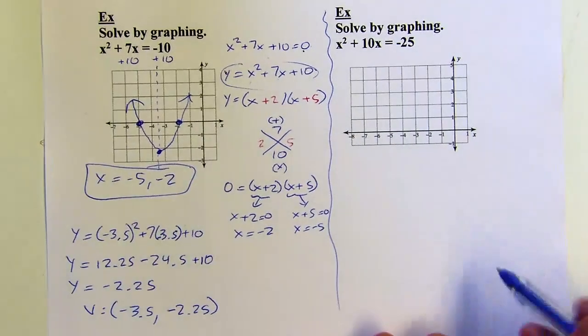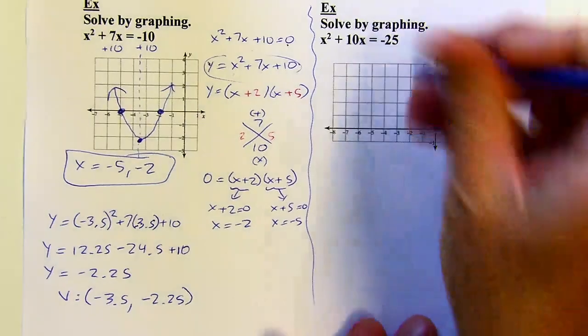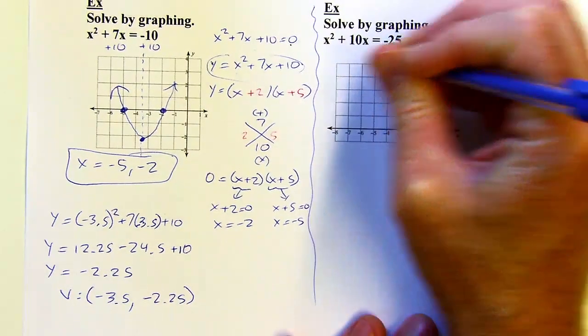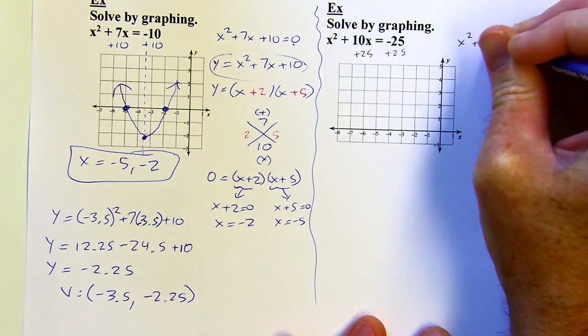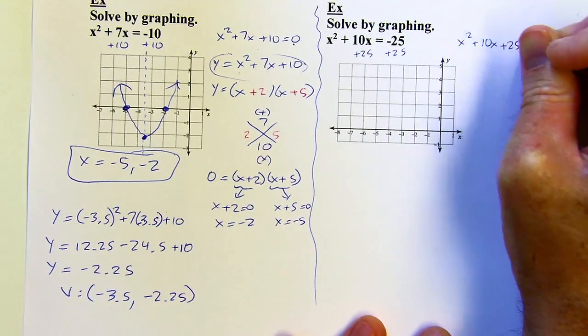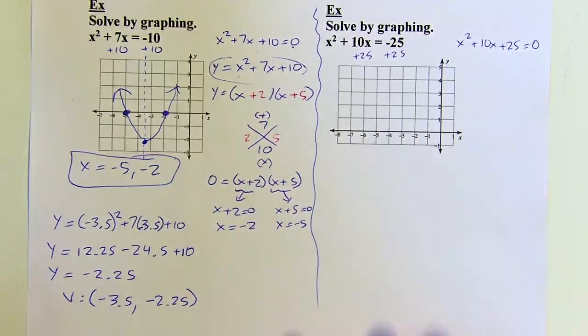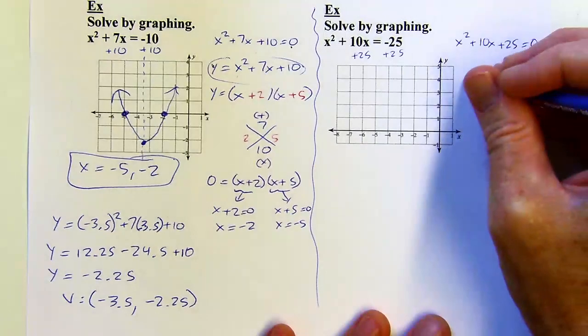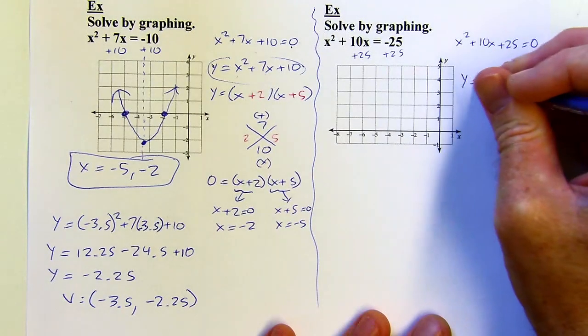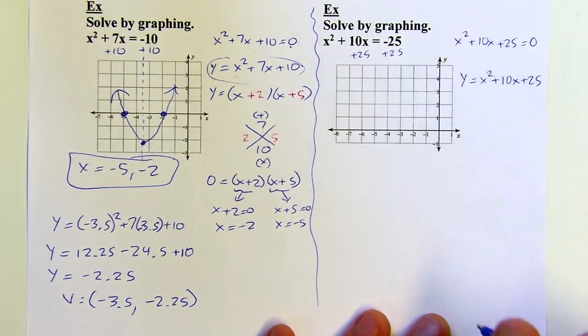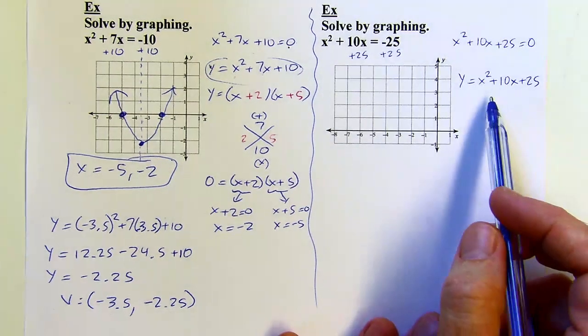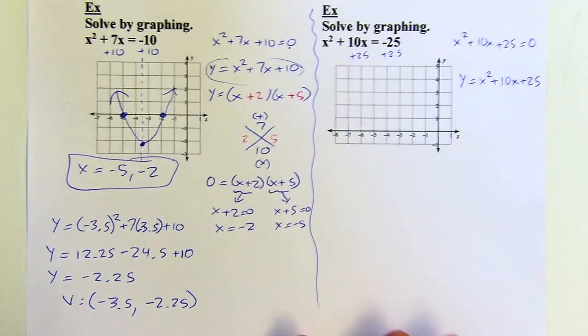Okay. All right, let's look at another. I'm going to first add 25 to both sides here. So now I've got x squared plus 10x plus 25 equals 0. Then I'm going to graph the related equation again. So I'm going to put a y in instead of a 0. I'm going to graph this parabola. This is the related equation to that one.